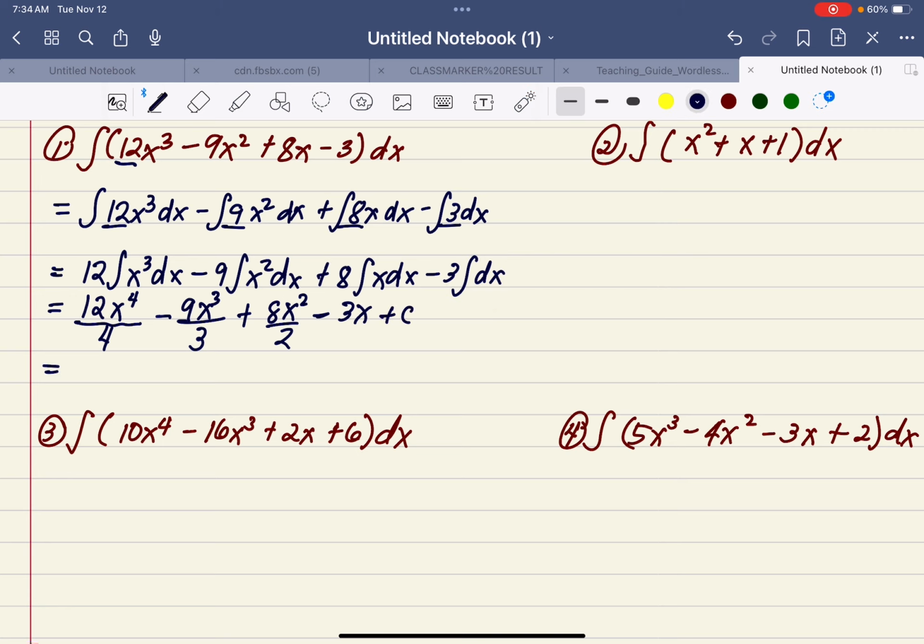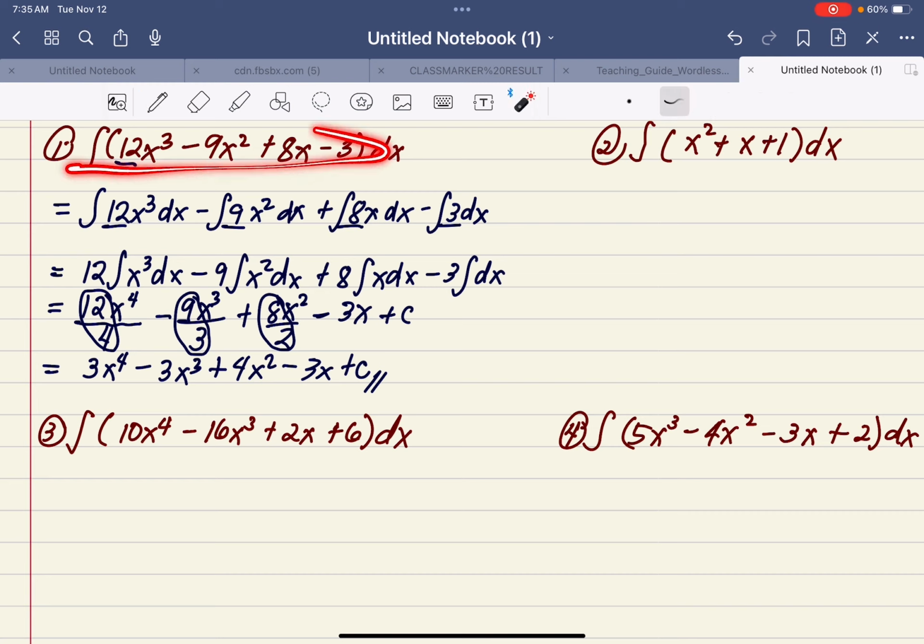Then simplify. 12 divided by 4, that is 3. So, this will become 3x raised to 4 minus 9 divided by 3, that is 3x cubed, plus 8 divided by 2, that is 4x squared, minus 3x plus c. And this is now the antiderivative of this function.